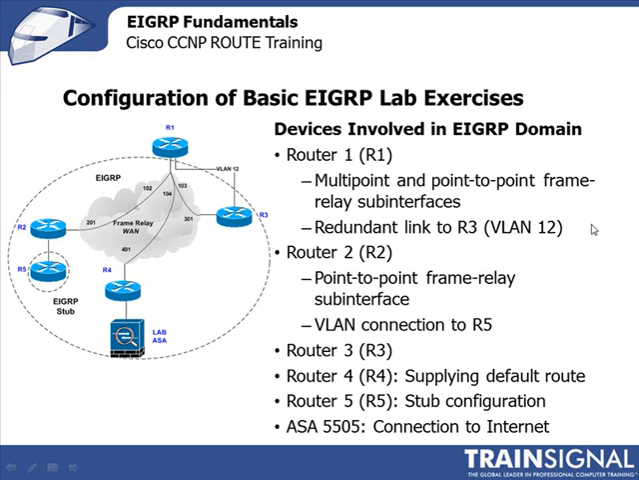Router 5 will have a stub configuration, and ASA 5505 is actually going to be creating our connection to the internet, but we will not be doing any configuration on that device. It'll already be pre-configured.